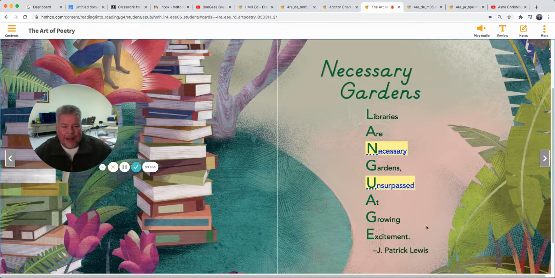And it's unsurpassed at growing excitement. So the garden of the library grows excitement because it can make us excited about what kind of book we might like to read and get us into a story. I wrote a poem about books and what they mean to me too. We'll share later this week. Next poem.